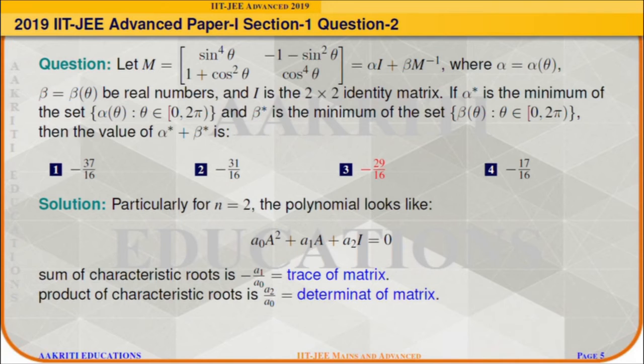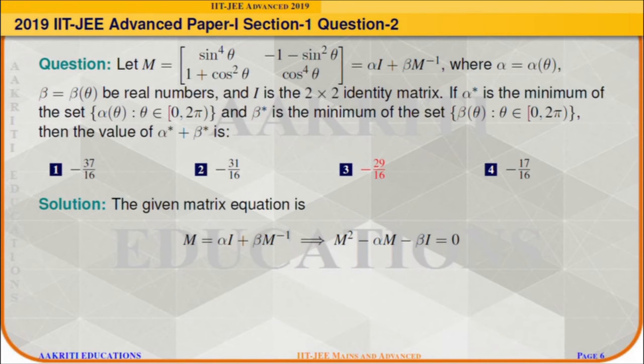Now we will apply this theorem here, and before applying we will rewrite the given equation M is equal to alpha I plus beta M inverse as M^2 minus alpha M minus beta I is equal to 0, which can be obtained by pre-multiplying the equation by M. So now if you compare with the normal form of the matrix polynomial, then the coefficient a0 is equal to 1, coefficient a1 is equal to minus alpha and coefficient a2 is equal to minus beta.